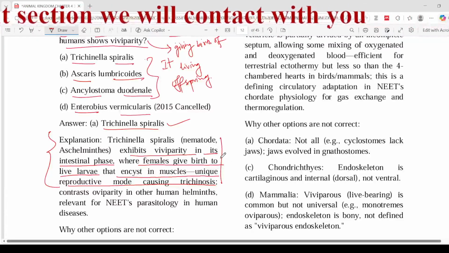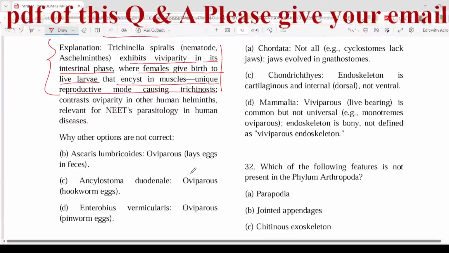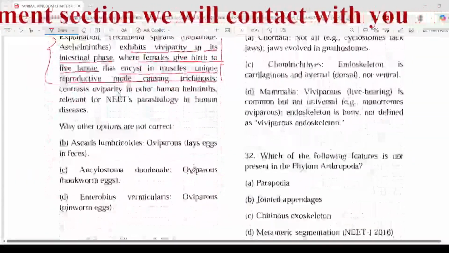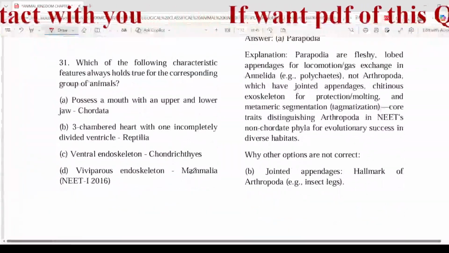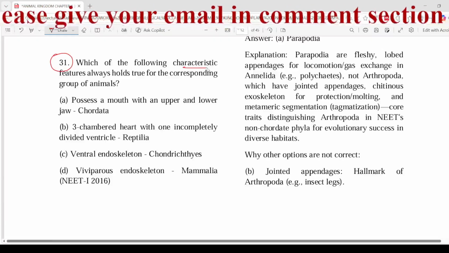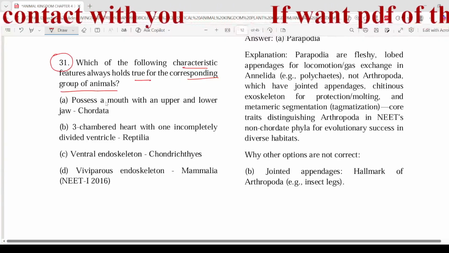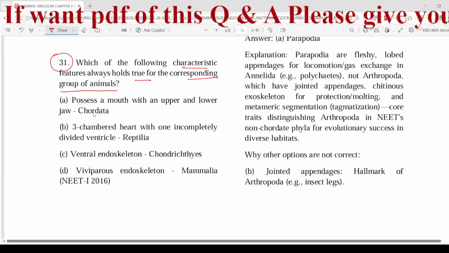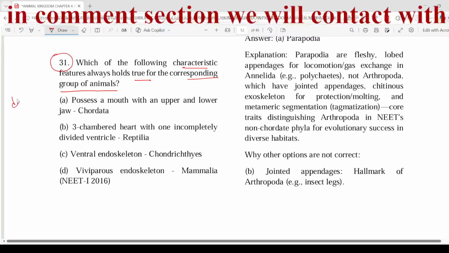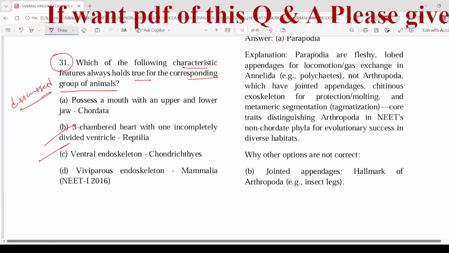Okay, let's continue from the previous lecture, and we begin with question number 3.1. Which of the following characteristic features always hold true for the corresponding group of animal? Possess a mouth with an... this I have already discussed. I have already discussed this question in the previous lecture.